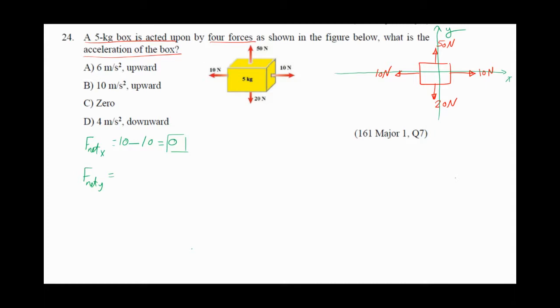In the y direction, I have 50 upward and 20 downward. 50 minus 20 gives 30 Newton upward. So the resultant here, or the net force, is 30 Newton upward. And we said last time the acceleration follows the direction of the net force. So that means the acceleration is also upward.